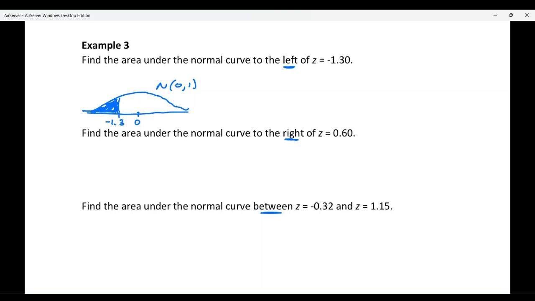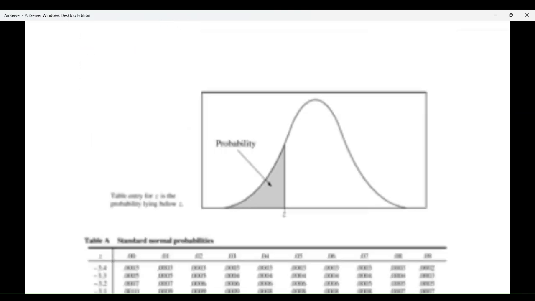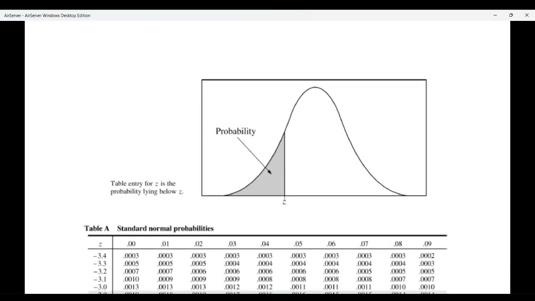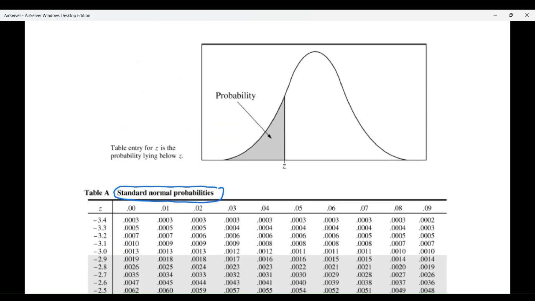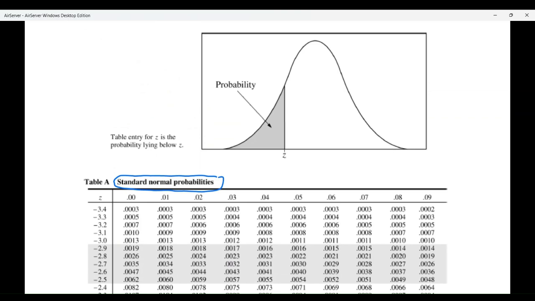So if we're going to use a table, you obviously need a table, and what you would be looking for is something that looks like this. This is called a standard normal probabilities table. If you just look up standard normal table, you will find all sorts of examples and PDFs of tables like this. But what you're looking for is something where the input's a z-score, and then the body of the table is outputting the area under the curve.